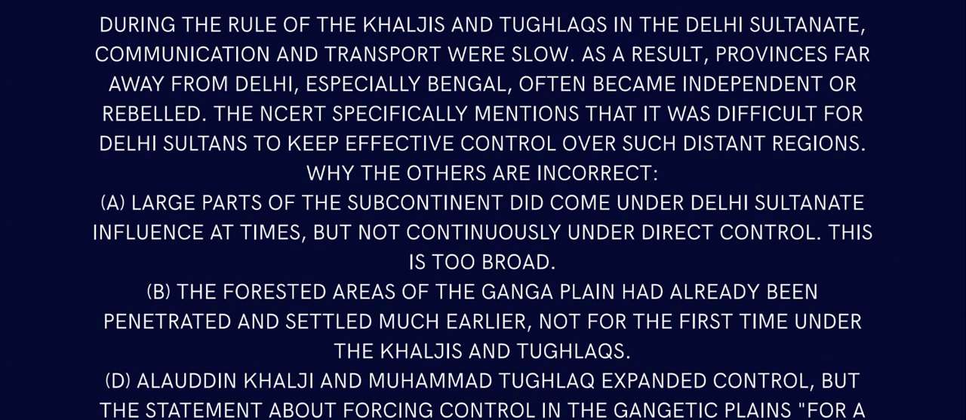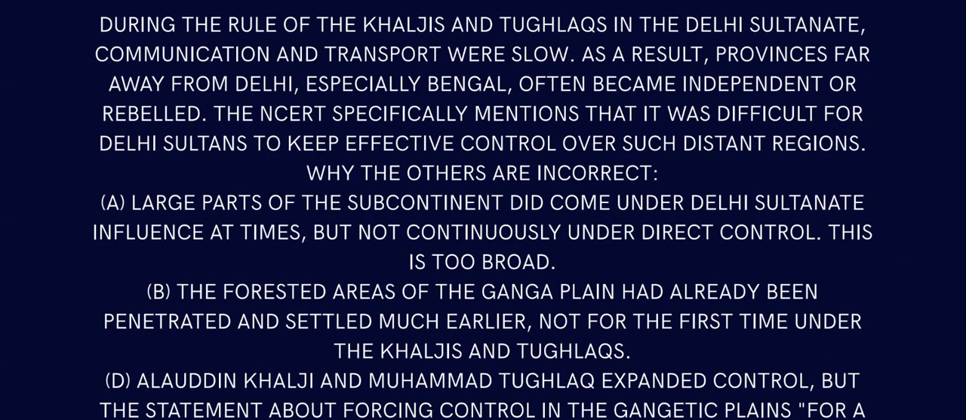They don't have trains or planes or cars like nowadays. As a result, provinces far away from Delhi, especially Bengal, often became independent or rebelled. They rebelled because there was no high power to maintain them. The NCERT specifically mentioned that it was difficult for the Delhi Sultanate to keep effective control over such distant regions.